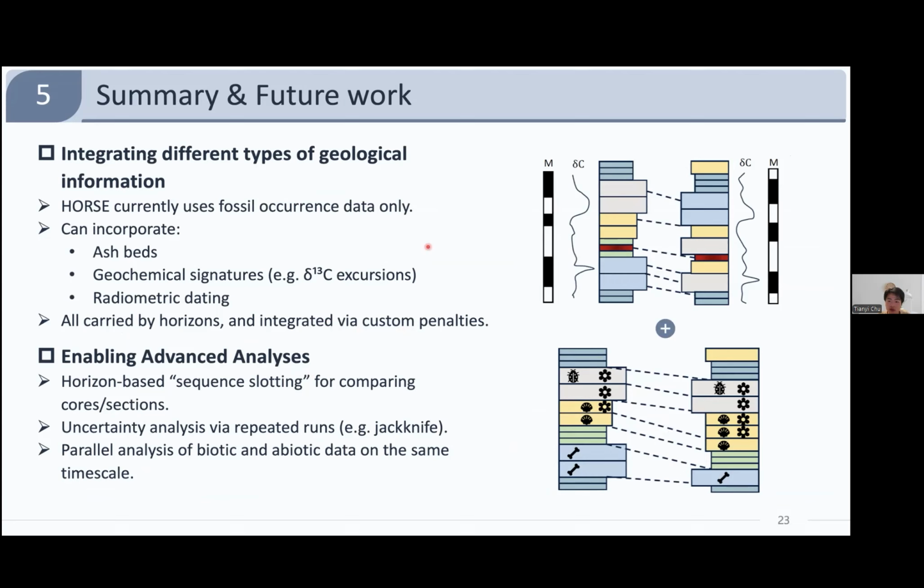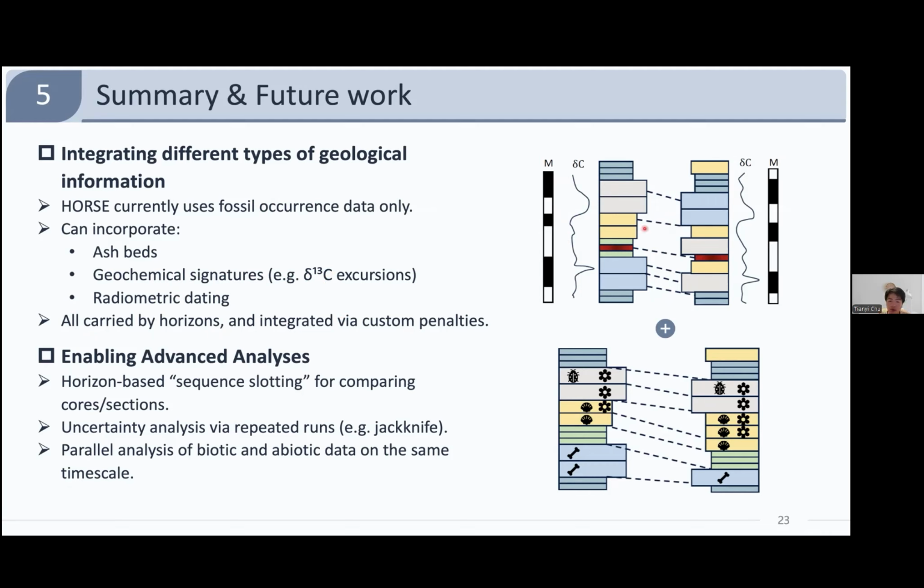Besides, one of HORSE's most powerful future directions is its ability to integrate different types of geological data within a unified temporal framework. While it currently uses fossil records alone, it can also incorporate ash beds, geochemical signals like delta C13 excursions, or radiometric dates by assigning penalties directly to horizons. This flexibility enables sequence slotting, where different stratigraphic records from cores or regions can be compared numerically.